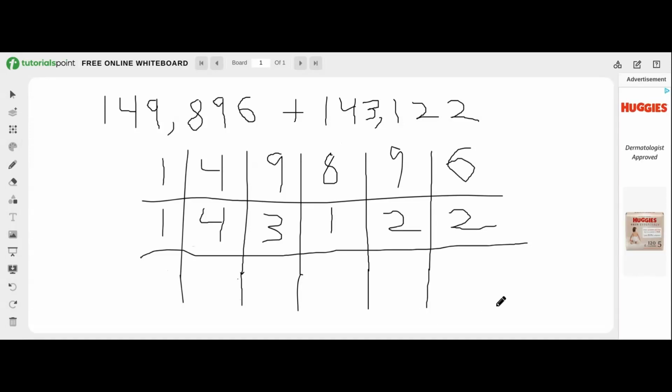So, like I said earlier, we're going to start over here on the right side. So 6 plus 2 is 8. Go ahead and put it down. That does not look right. Erase that, sorry. Put a kind of sideways 8, but you get the idea. 9 plus 2 is 11.